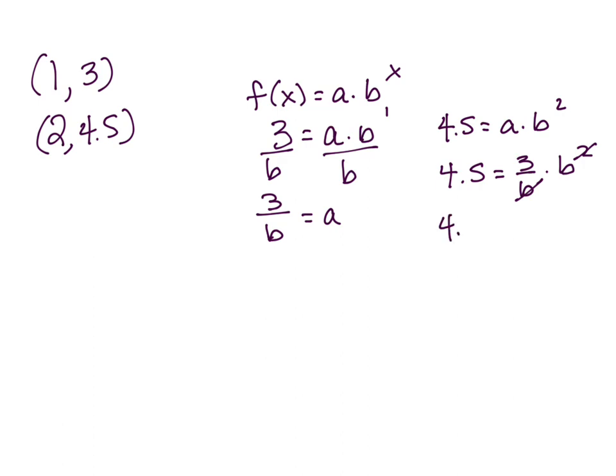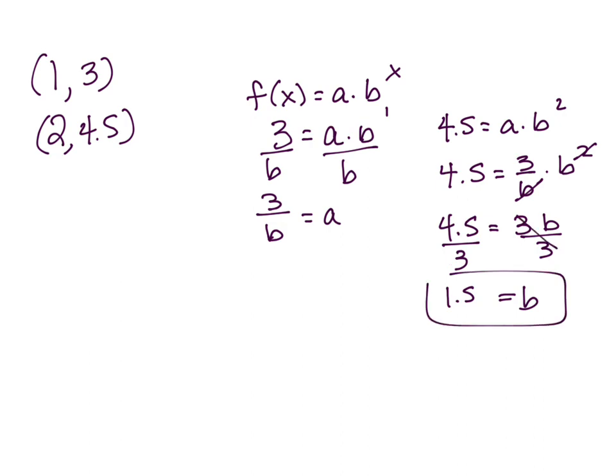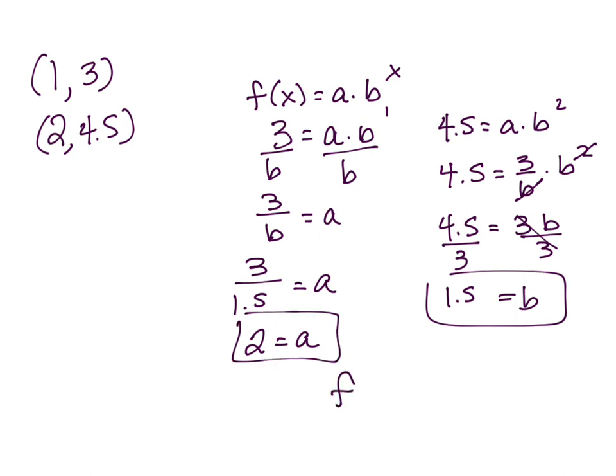So we have 4.5 equals 3b. Divide by 3 on both sides. We're solving for b. So 4.5 divided by 3 is 1.5. 1.5 equals b. Now what? Plug it back in over here so we can get a by itself. 3 divided by 1.5 is 2. 2 equals a.